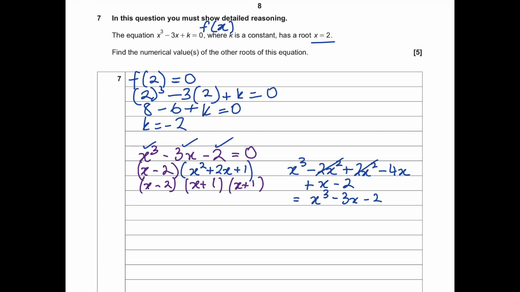Let's write it in a neater way. x minus 2 multiplied by x plus 1 squared equals 0. So they want the numerical values of the other roots. So we can clearly see that x plus 1 is a repeated factor. Therefore, x equals minus 1 is a repeated root. So we can write this twice.